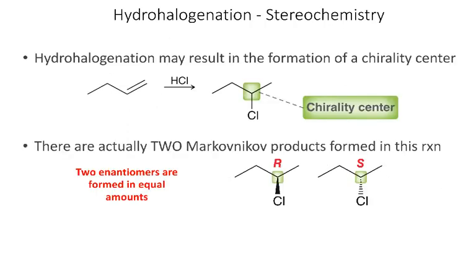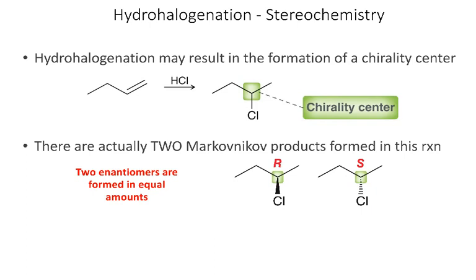So the last thing we want to consider is the stereochemistry of hydrohalogenation. Hydrohalogenation may result in the formation of a chiral center, as we have in this case, right? We've got a methyl, an ethyl, a chlorine, and then the hydrogen that we're not showing. And so the question is, which of the two configurations are we going to get? Are we going to get the R or the S?